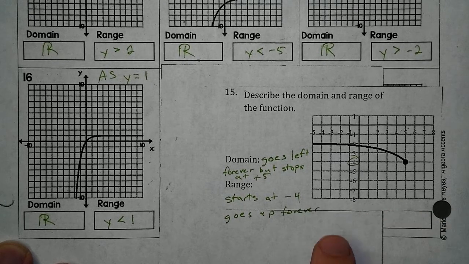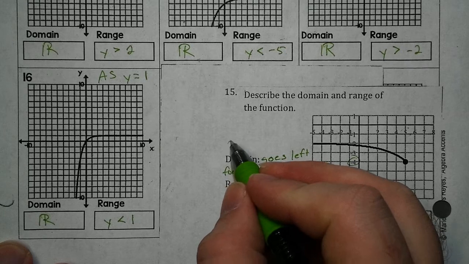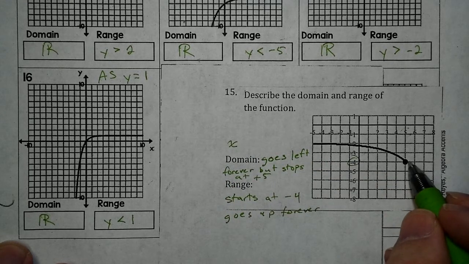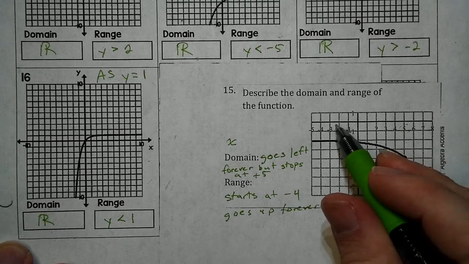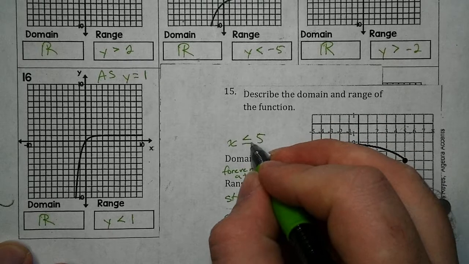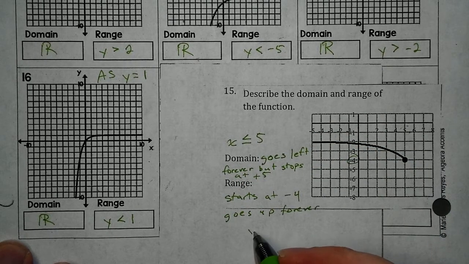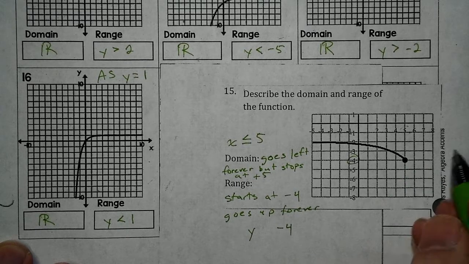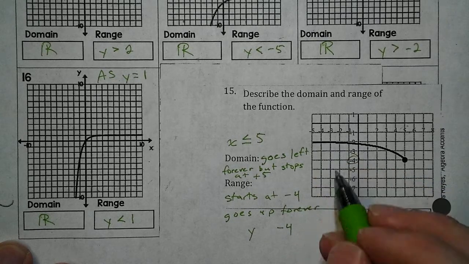So we've given the verbal description. All we have to do now is write the math terms. So for the domain, we're comparing our x's, and they stop at positive 5, and they're all smaller than 5, right? 4, 3, 2, 1, negatives. So they are less than or equal to 5, because that's an included point. The y values, they start at negative 4, and then they get bigger, but we have an asymptote.